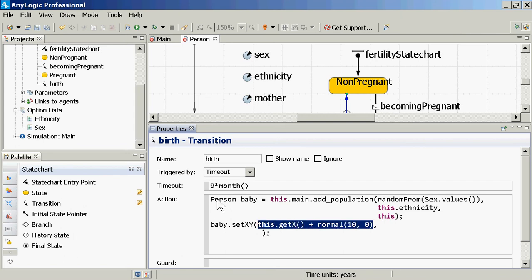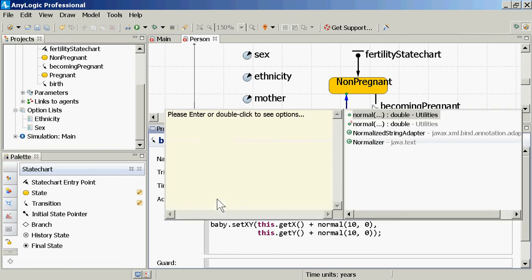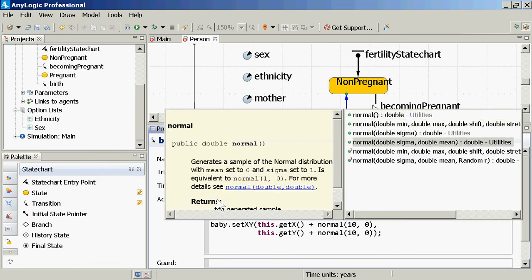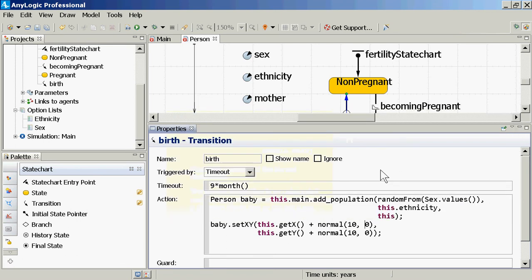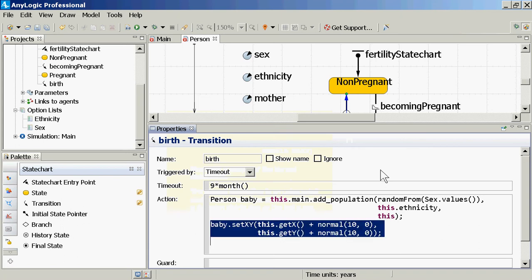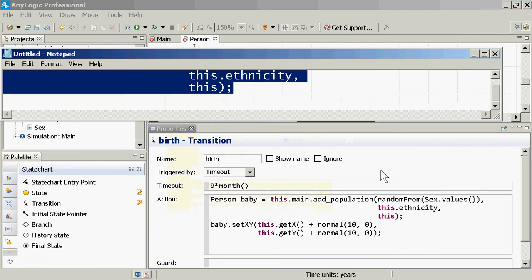And here we go. We're going to do a similar thing for the y position. So what are we doing? We're setting the baby's x and y location to the corresponding location of the mother plus a value drawn from a normal distribution, a normally distributed offset from that. And we're using this one here, normal, where you have a sigma and a mean, mu. So this is what we're doing. I'll put this up on the big screen. So, setting the baby's location to be close to the mom. Here we go.